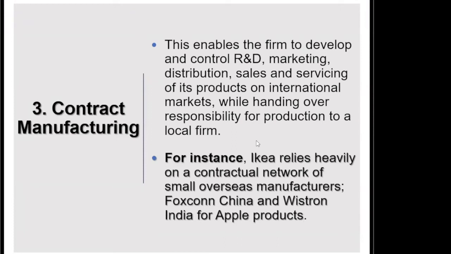So for instance, an organization like IKEA relies heavily on a contractual network of small overseas manufacturers. And that is because they like to focus on the other aspects of the value chain, particularly the research and development, and then other downstream activities like marketing, sales, distribution, and servicing. And then allowing the local manufacturing organizations to do the manufacturing of the product.